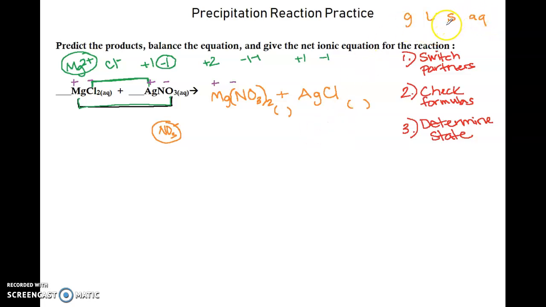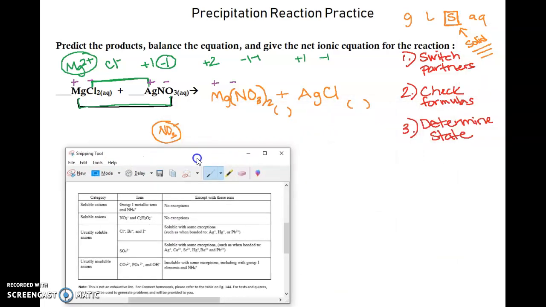I've probably said this before, but since we're talking a lot about solubility, it's really important to remember that that is not what the S stands for. The S does not stand for soluble in water. It stands for solid. I think that's a common bit of confusion. So how do I determine the state? I cannot just automatically assume they're still aqueous. This is when I need to bring in a solubility rules chart.